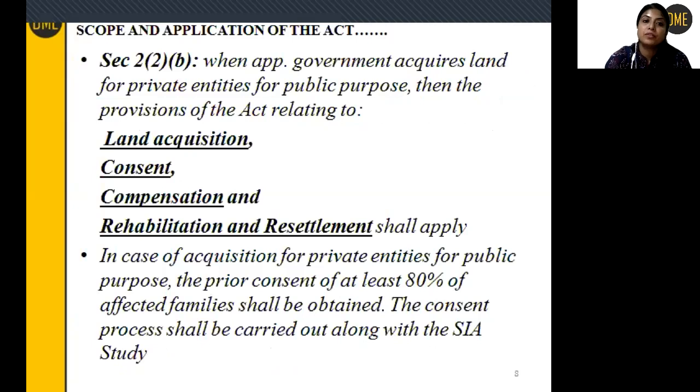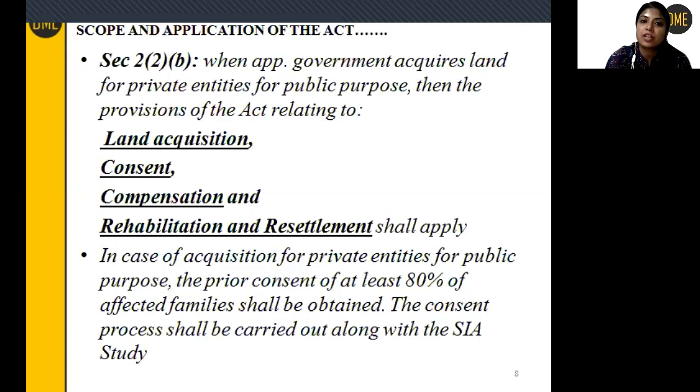Now, part B of the same section provides that when the appropriate government acquires the land for private entities for public purpose. In clause A, it is mentioned that public-private partnership. So now here, the government is acquiring land for private entities for public purpose. Then the provisions of the Act relating to land acquisition, consent, compensation, and rehabilitation and resettlement shall apply.